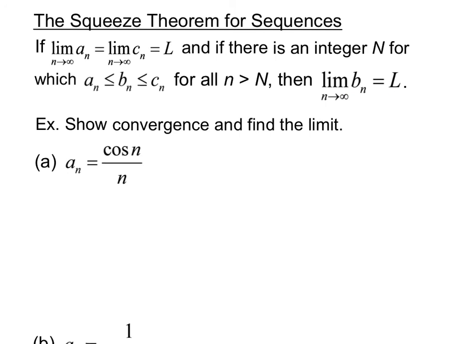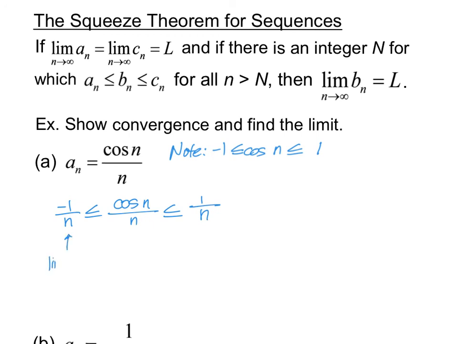And so here, I want to show what this sequence converges to. Well, take note that cosine is always between -1 and 1. And so what we can do here is we can take this sequence and squeeze it between -1 over n and 1 over n.